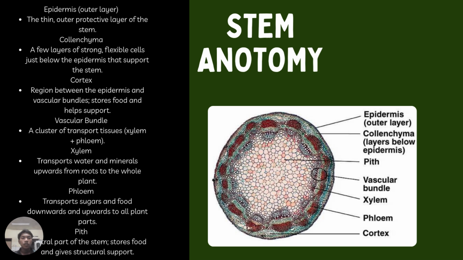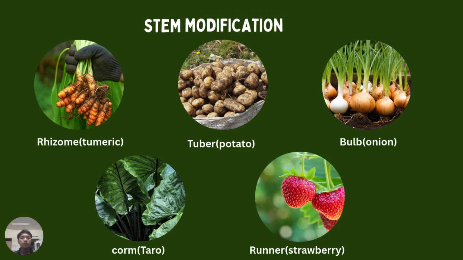The xylem transports water and minerals upward from the root to the whole plant. Phloem transports sugar and food downward and upward to all plant parts. Pith, the central part of the stem, stores food and gives structural support. These are stem modifications. First, rhizome, like turmeric. Second, tuber, like potato; bulb, like onion; corm, like taro; and runners, like strawberry.